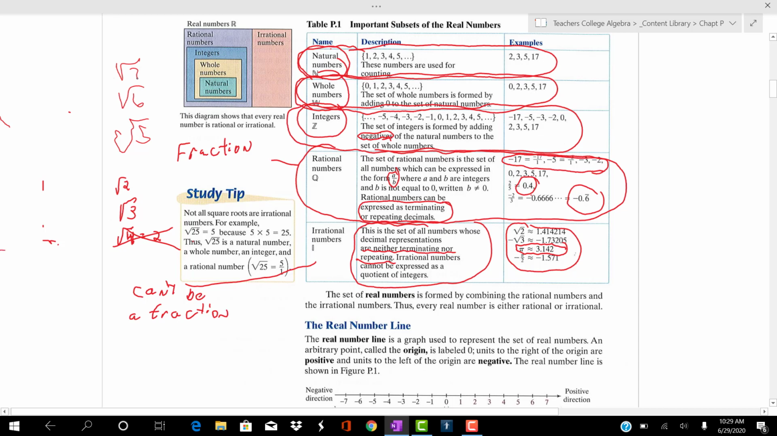And notice, when you get to the square root of 9, this isn't included on your list because the square root of 9 can be reduced to 3, which is a fraction, so it falls in that other list. So that gives you your different subsets.